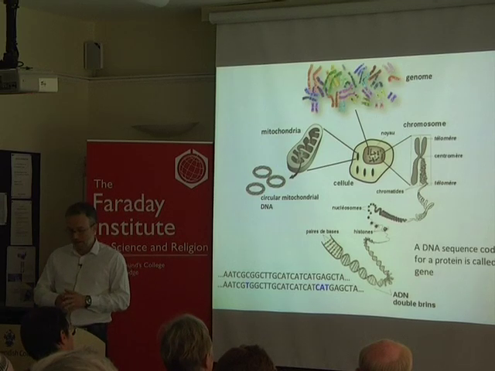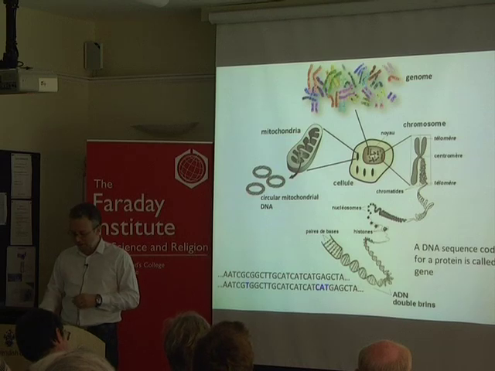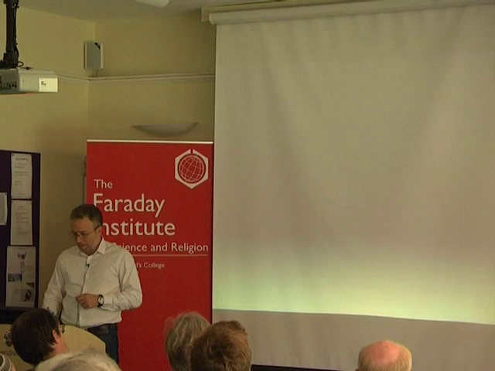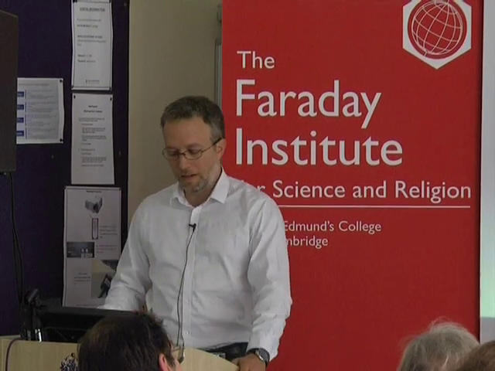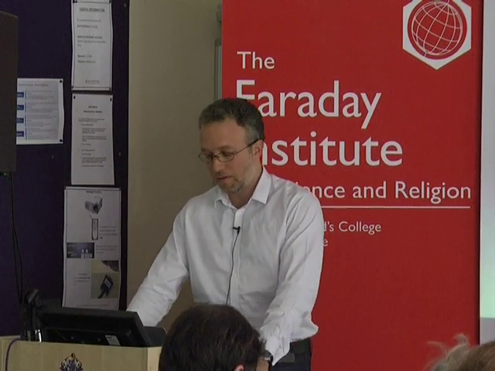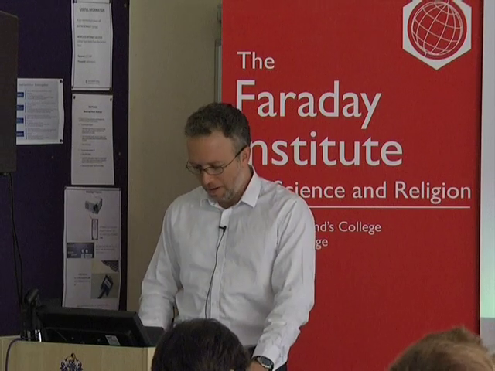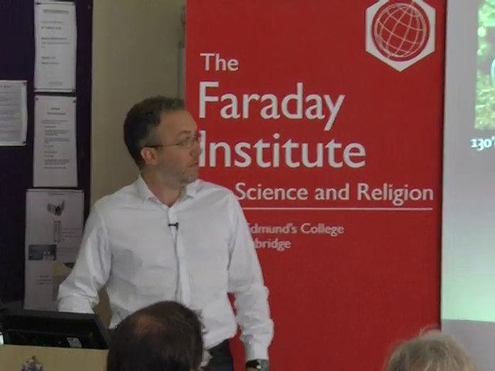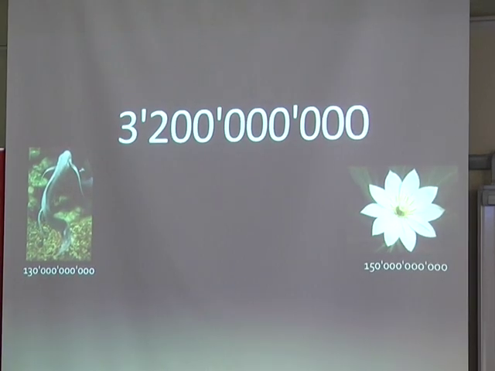And the DNA sequence that is coding for protein is typically called a gene. So with that in mind, if you look at some figures, 3.2 billion nucleotides is the size of the human genome. That's quite a lot, but it's not the size that makes us human. This fish here has a genome of 130 billion nucleotides. And this nice little flower here, I think that's the record with 150 billion nucleotides in a genome.